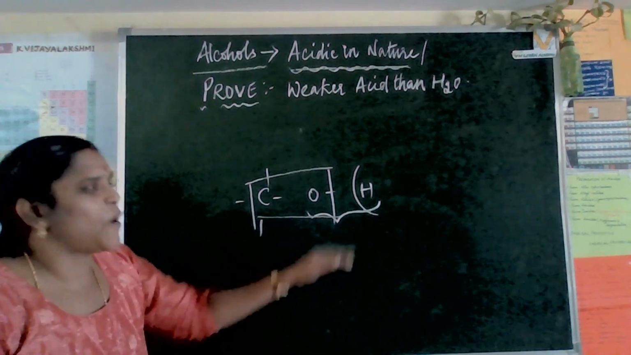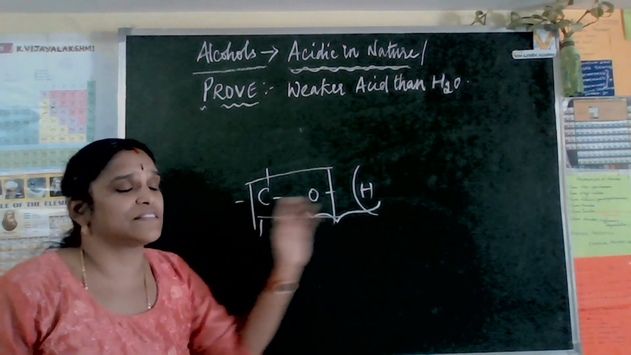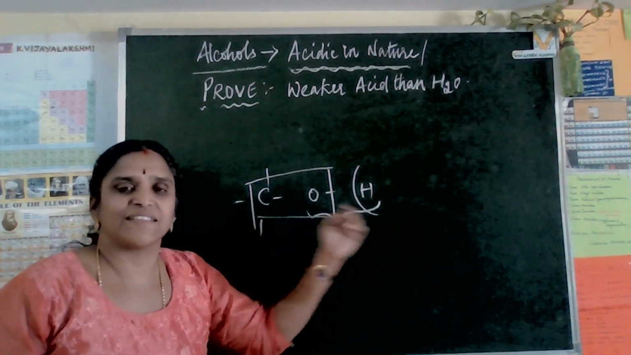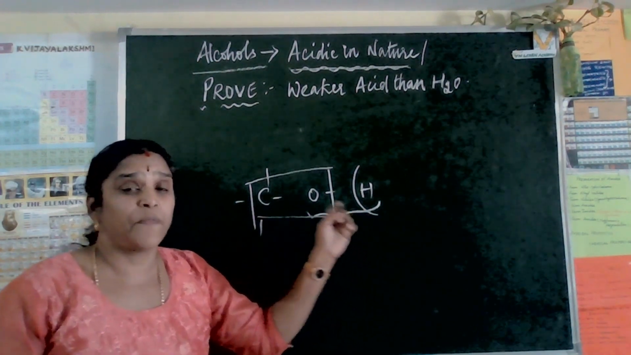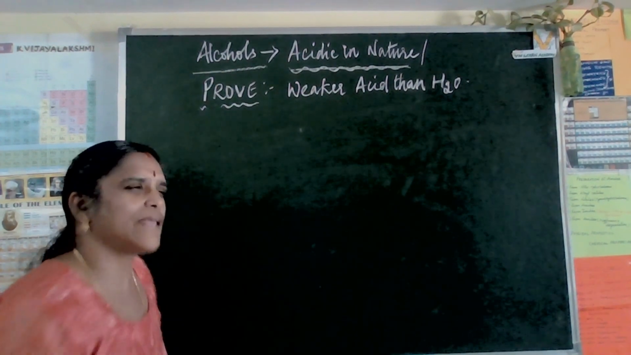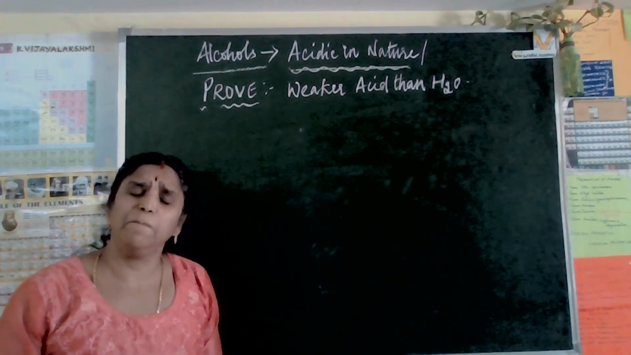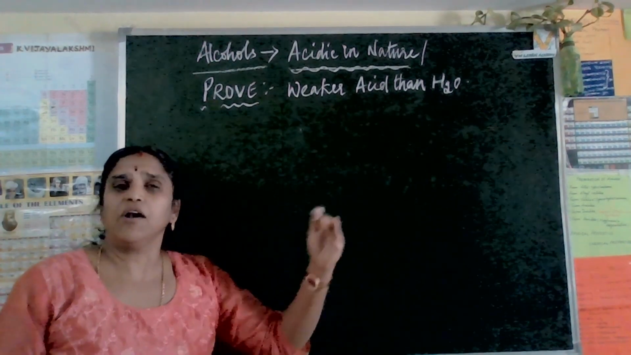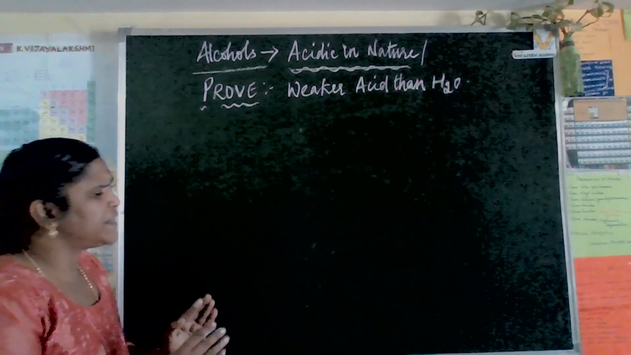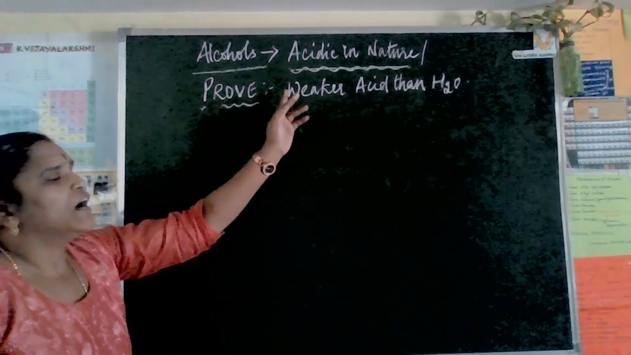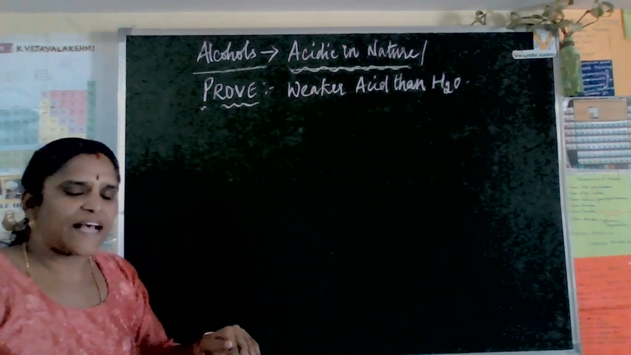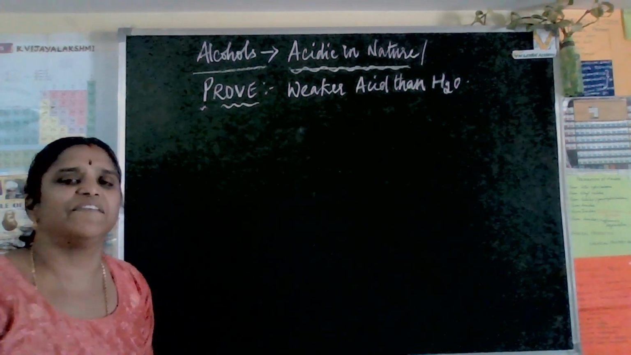In that, removal of hydrogen means cleavage of the bond between oxygen and hydrogen. That point only we are going to see for the proving method. Now, generally alcohol reacts with a base metal and it releases hydrogen. In that way we can prove that it is acidic in nature. How to say it is acidic in nature? As we look at the equation we will come to know.